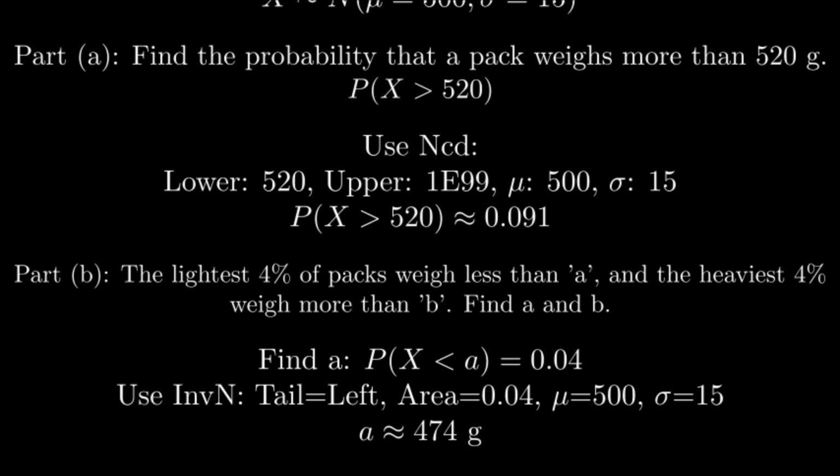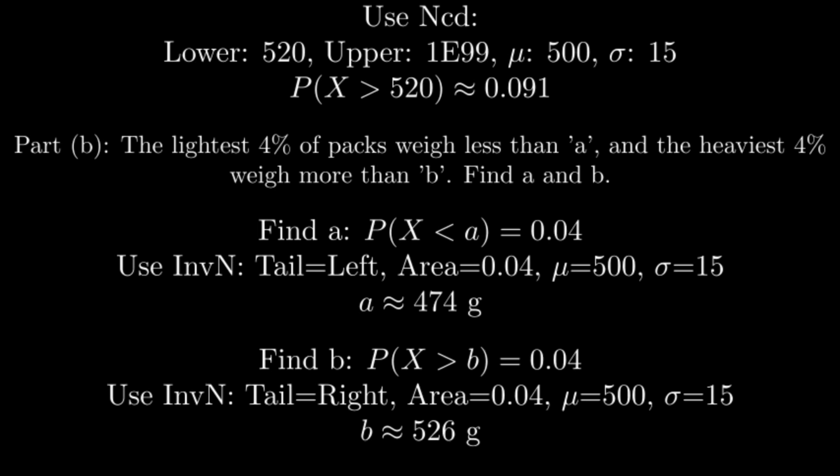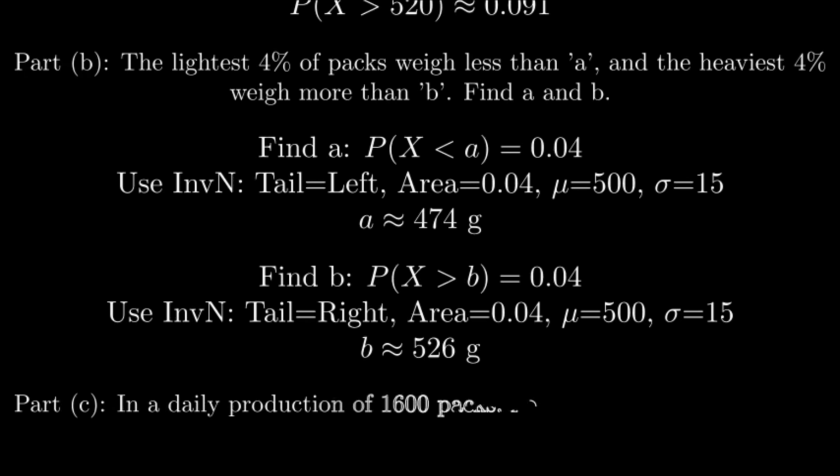Now for B, we need to find B such that P(X > B) = 0.04. This time we use the right tail with the same area of 0.04. The calculator gives us B is approximately 526 grams. The problem then states that these packs, the ones lighter than 474 grams and heavier than 526 grams, are rejected. Part C asks for the expected number of rejected packs in a batch of 1600.